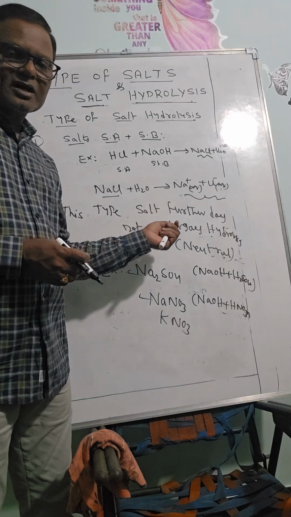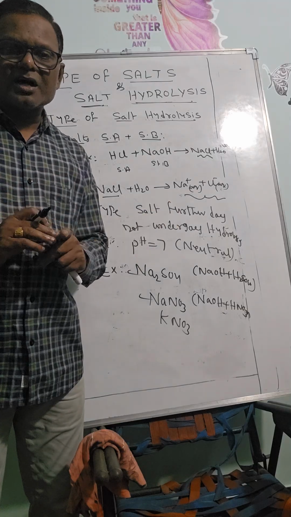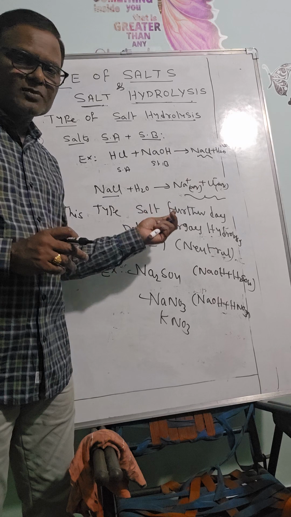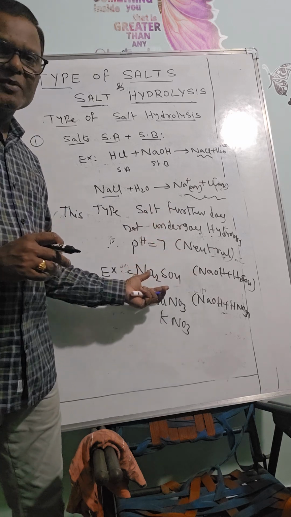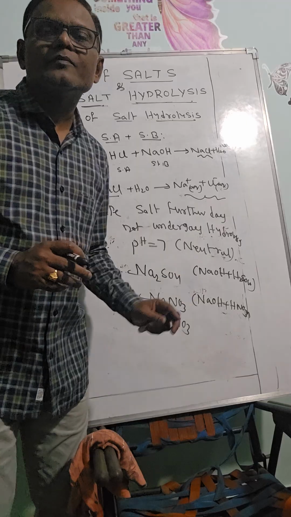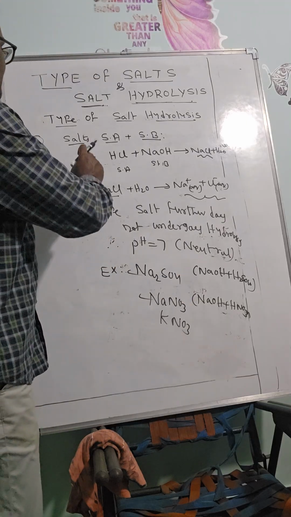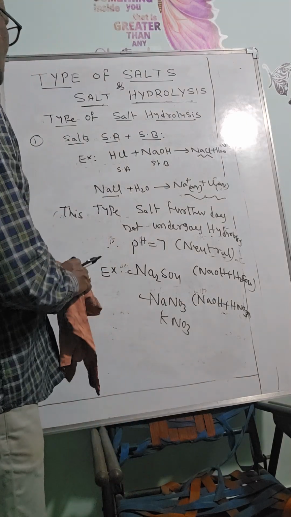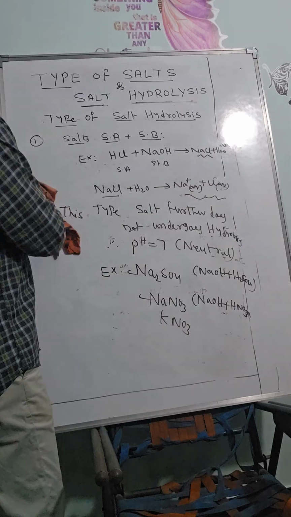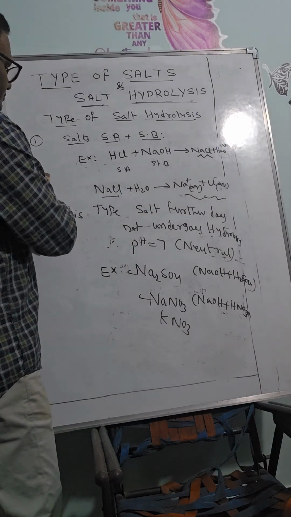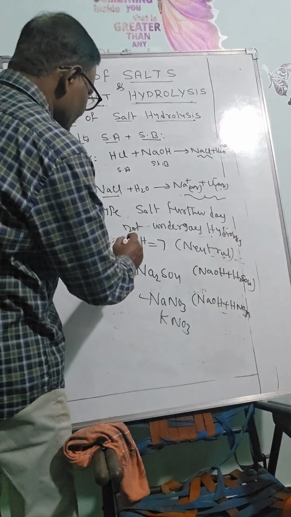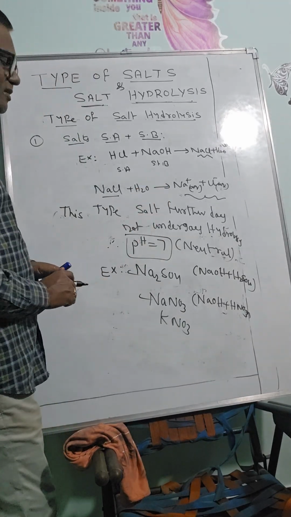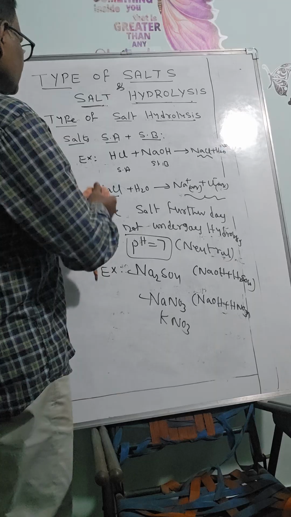That's why these salts further do not undergo hydrolysis. That's why the nature of the solution is always neutral. Therefore, the pH should be how much? 7, children. Is it clear? This is salts of strong acid and strong base. So this type of salts, the pH is how much, children? This type of salts pH is equal to 7 only.